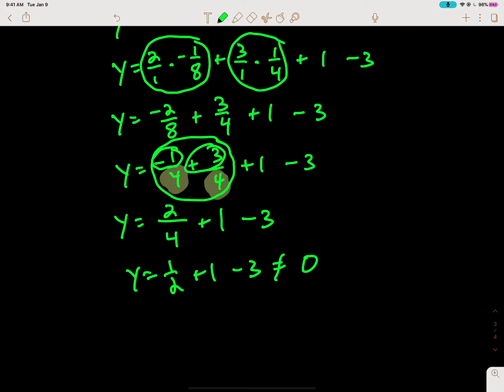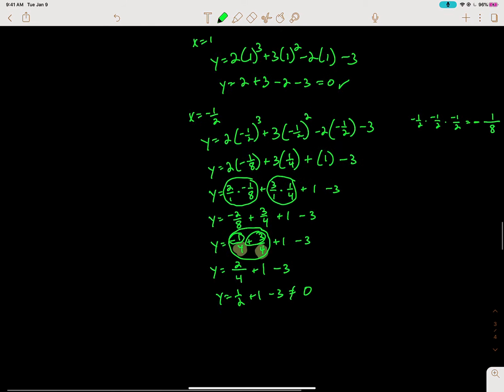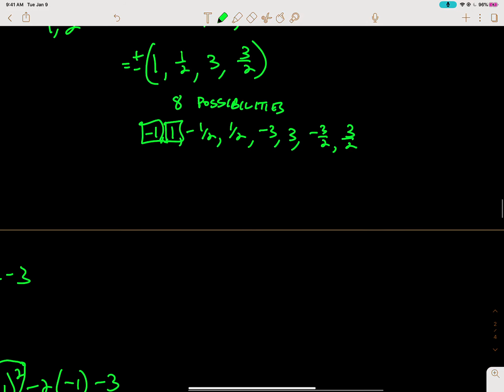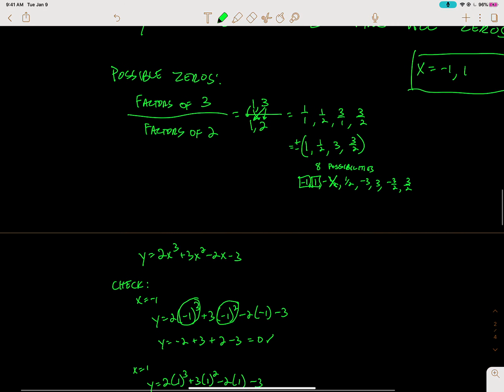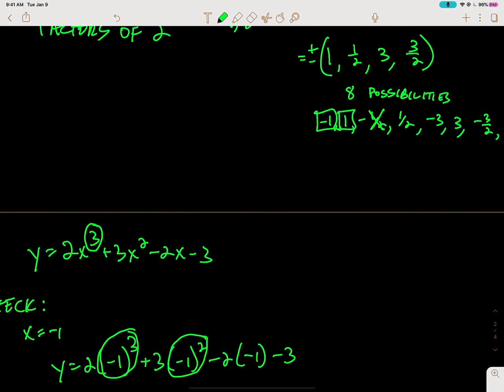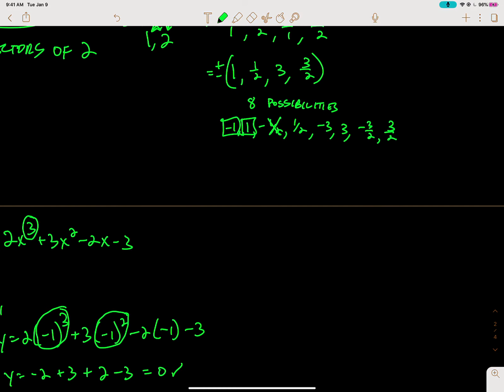I don't know what that is, but it's not 0. So this one did not work. So negative 1/2 does not work. We got a long way to go here. I'm not going to check all of them. I'm going to tell you that because it's a degree 3, it's got up to 3 answers. So there is one of these that works.